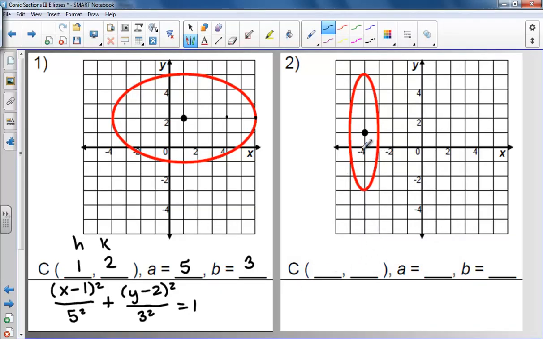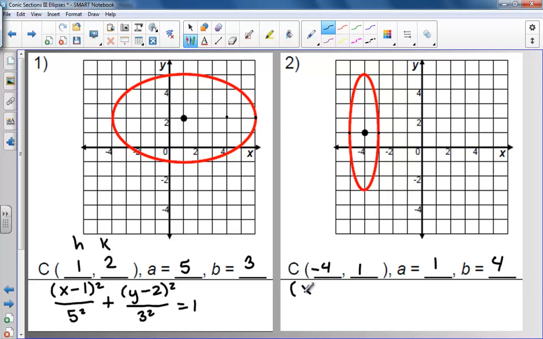Okay, so I need this center here, which is at -4, 1. My A value is from the center out to the edge here, so my A is 1. My B value is from the center either up or down, so my B value is 4. And notice even if I went to the left right here to find my A value, it's still a positive 1, even though I went in a negative direction, because I'm talking about the distance from here to here, and so distance is not going to have a negative value, it's always positive.